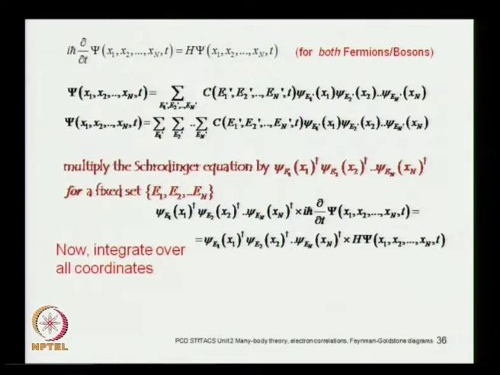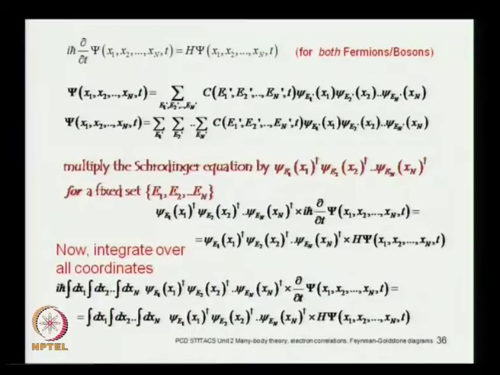So, now your integration over x1 is actually not a single integration, but it is integration over 3 space coordinates and a summation over the discrete spin coordinate. Okay. So, each integration corresponds to 4, 1 discrete sum and 3 integrations over the space variables. So, you integrate over all the coordinates.